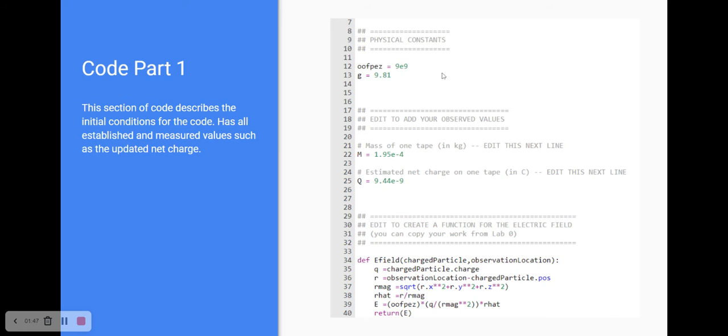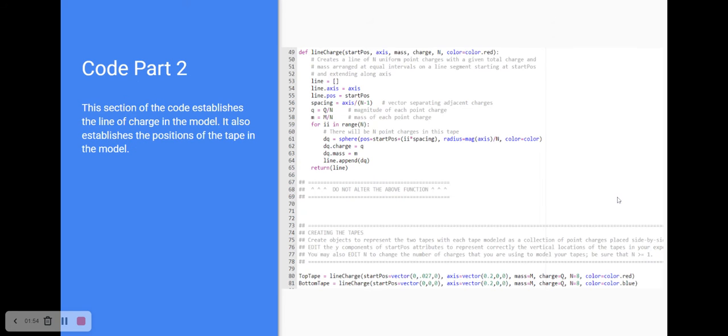Here we have the initial code for part one, in which we have our constants as well as a function for the electric field. Here we have the functions establishing the line charges for the model at the top, and then down more towards the bottom, we have the positions of that top tape as established with a separation of 0.027 meters or 2.7 centimeters, as well as the bottom tape at a position of 0, as well as the number of charges which we've established as 8 in the program.